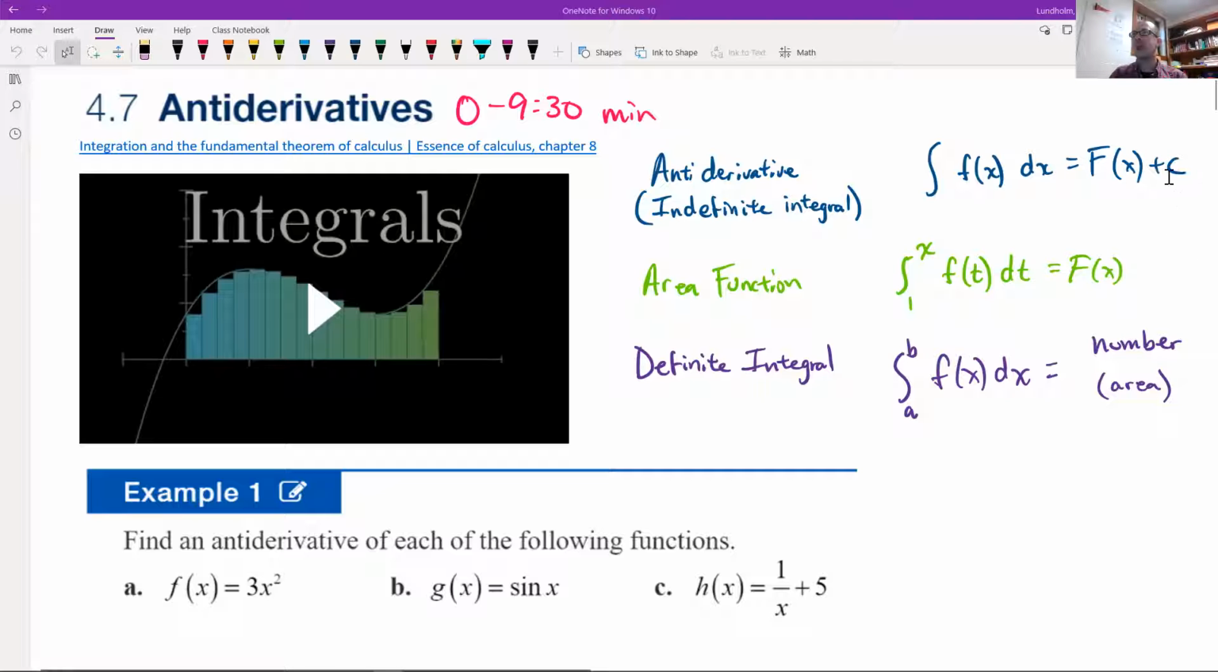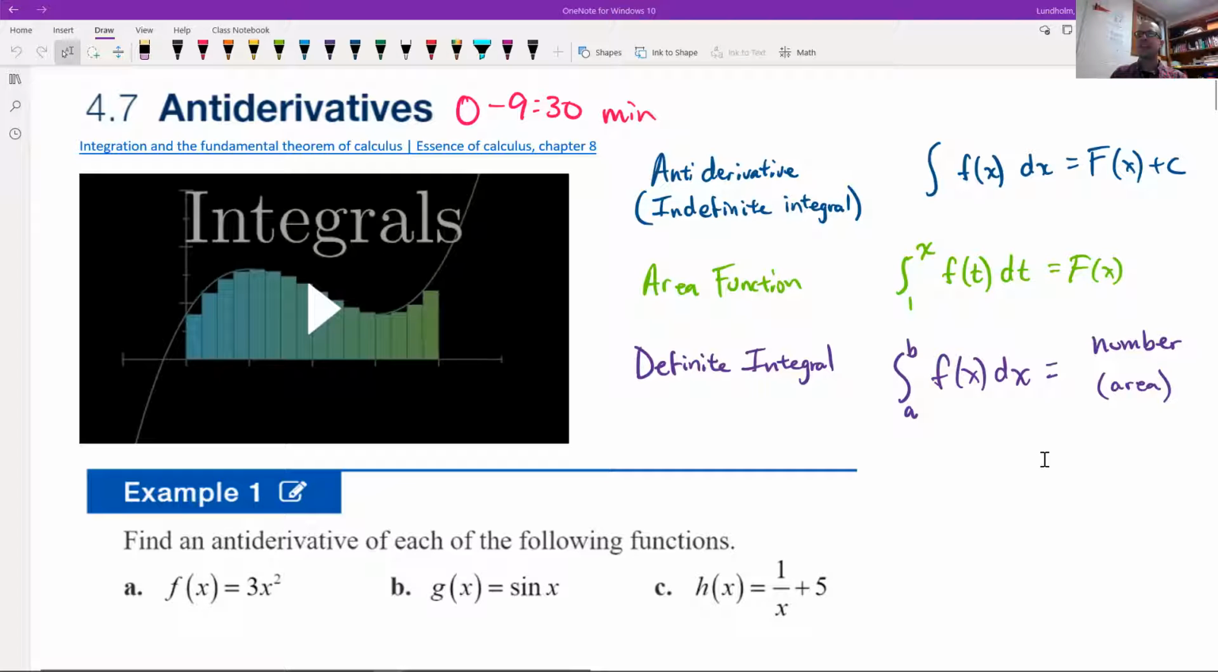Normally just separated by some arbitrary constant, where we'll be able to slide that up and down the y-axis as we like. But when you would take the derivative of f of x plus c, that c would just go away because the derivative of a constant is 0. And so an antiderivative is going to give us a family of functions. An area function is going to be a function. And then a definite integral with 2 solid bounds of integration is going to give us a number.